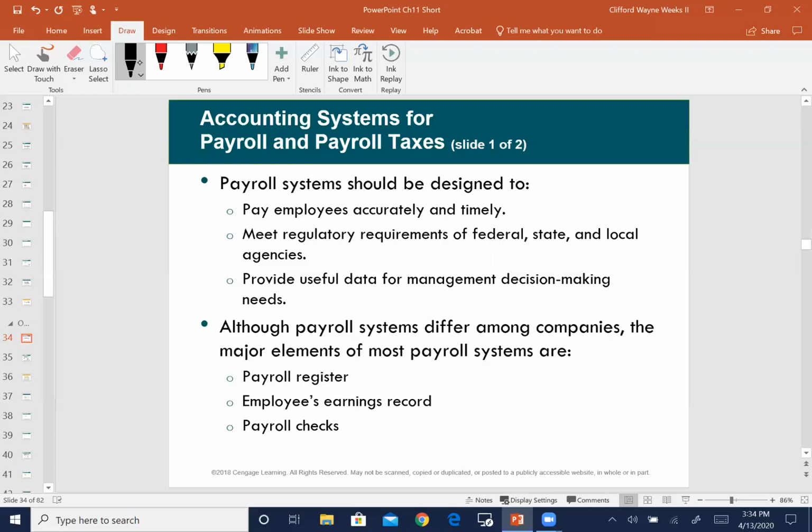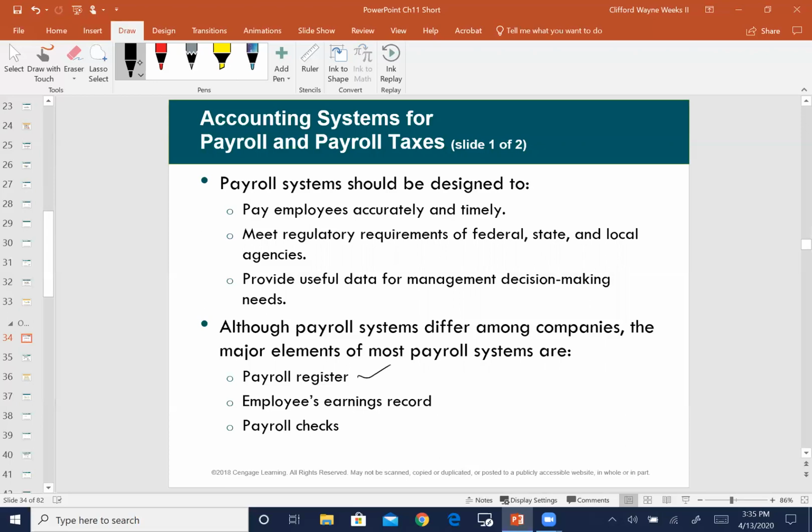And so a payroll system should be designed to pay employees accurately and timely. And they want their money. It meets the regulatory requirements, and so that we can use the information to make decisions. Although payroll systems differ among companies, the major elements of payroll are pretty much the same.